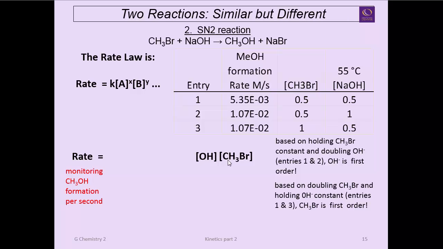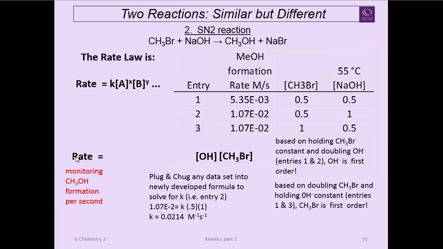Now we can use our little trick again. Now we want to solve for the K. So using the information we have right now, rate, this concentration, that concentration, both raised to the first power, plug in any one of these number sets. And I used entry 2 again. Entry 2 equals K times the concentrations. Solve for K, and it's basically 2.14 e to the minus 2. And look at the units here. Now the units have to be different. Why is that?